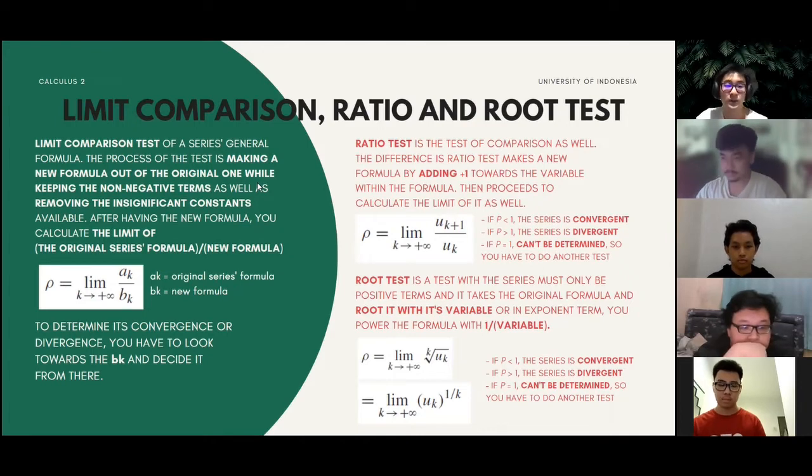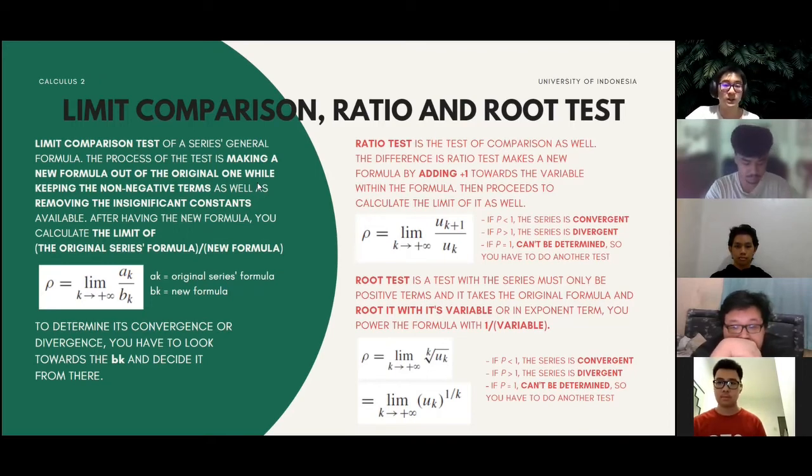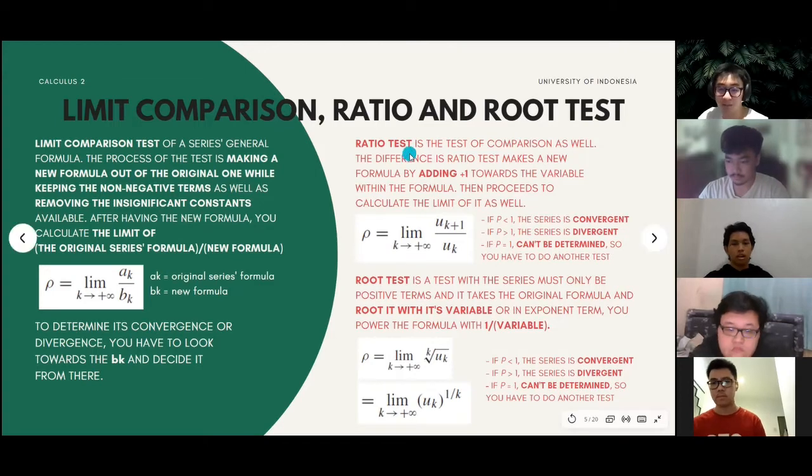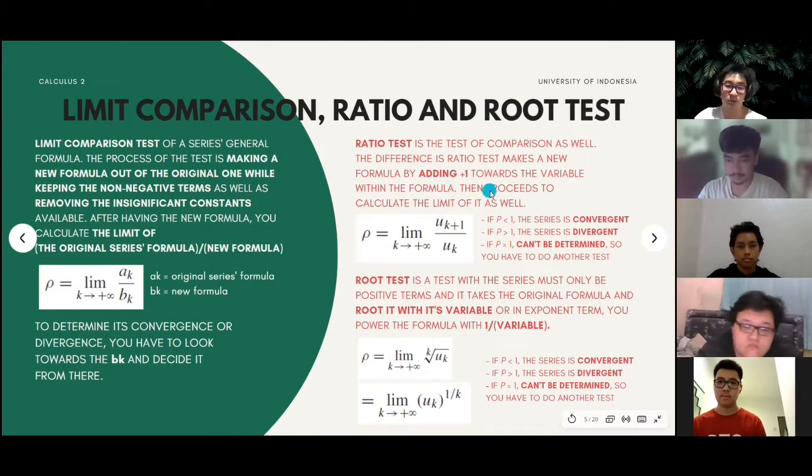Ratio test is a test of comparison as well. The difference is the ratio test makes a new formula by adding 1 to the variable within the formula, then proceeds to calculate the limit as well. Root test is a test of series which only contains positive terms, and it takes the original formula and its roots, and roots it with its variable, or in exponent terms, you power the formula with 1 over the variable.